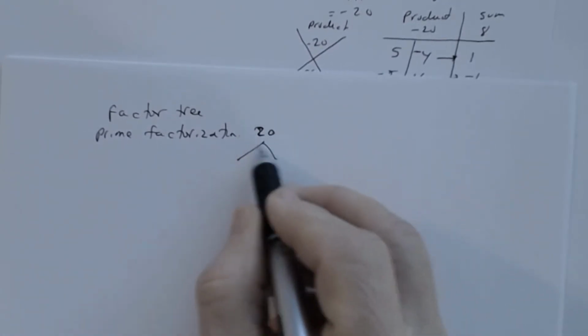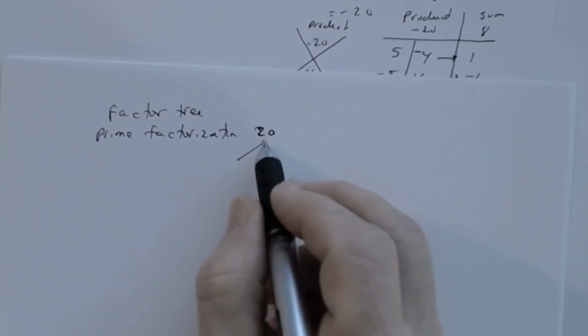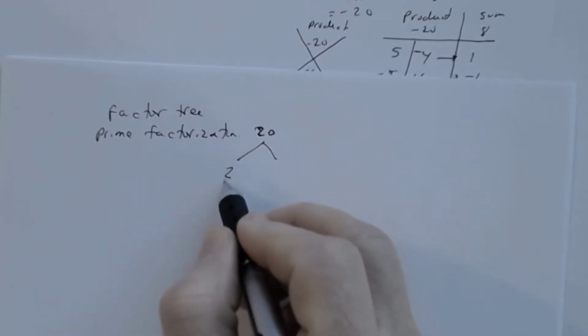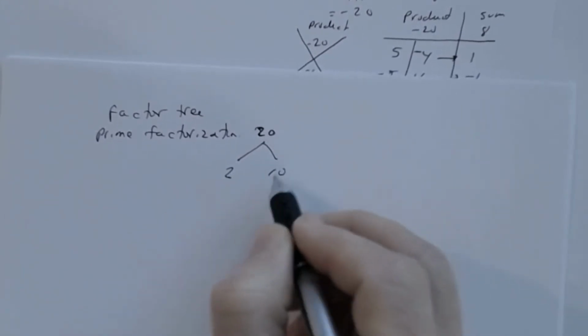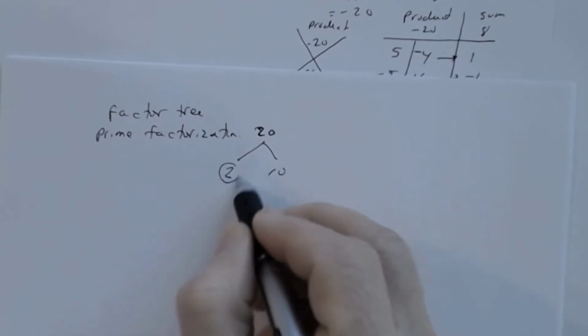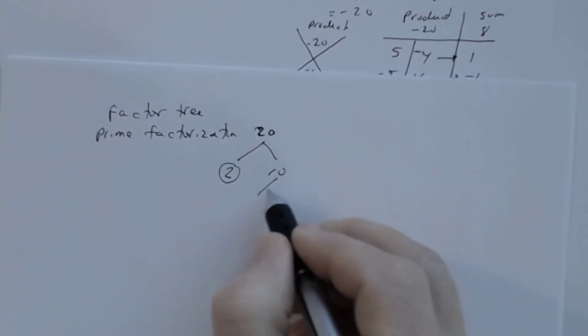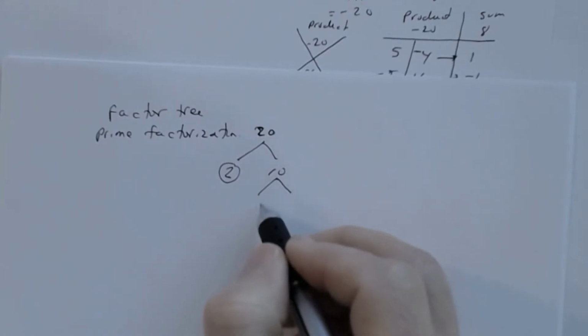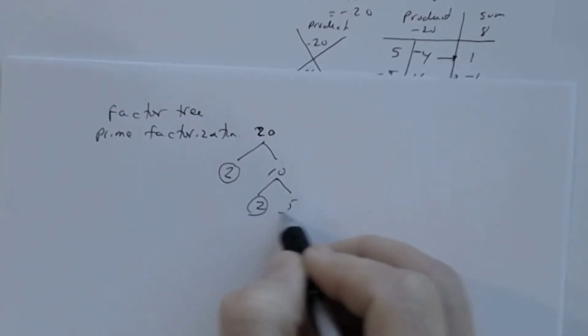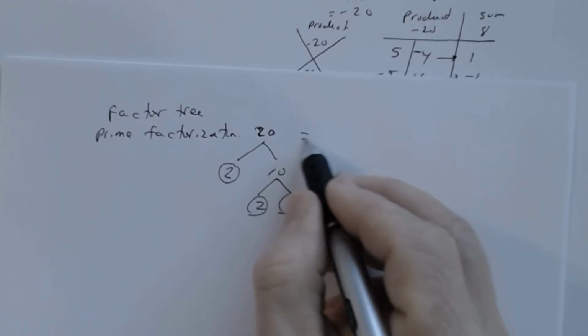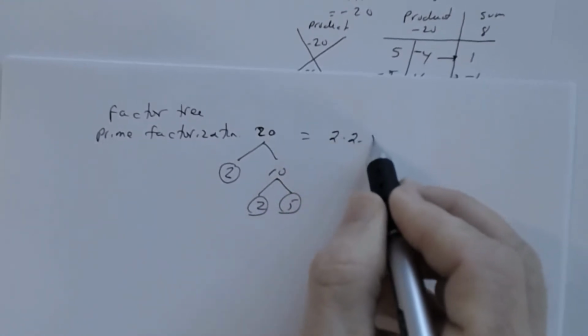So find a prime number that goes into 20. Well, since 20 is even, 2 is a prime number and it goes into 20. So 2 times 10 is 20. 2 is prime, so I'm going to circle it because I can't go any further with it. But 10 is not prime, but I can write 10 as 2 times 5. And now those are prime, and so I'm done. So 20 I can write as 2 times 2 times 5.